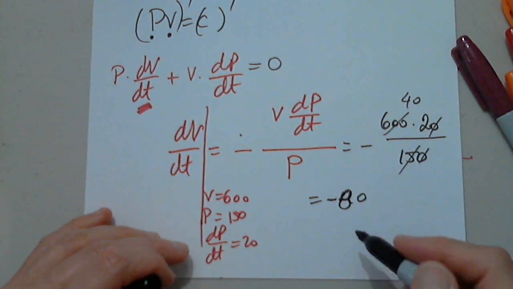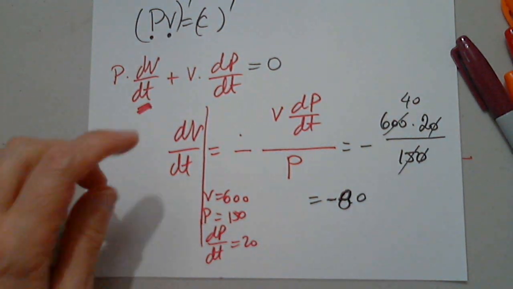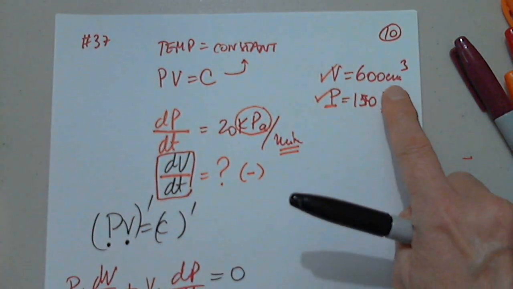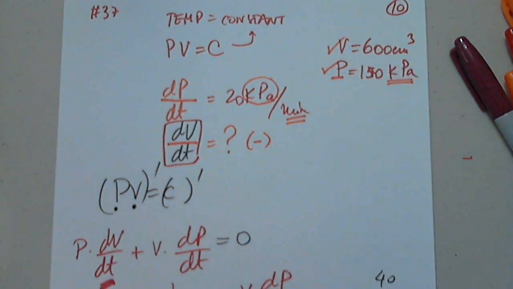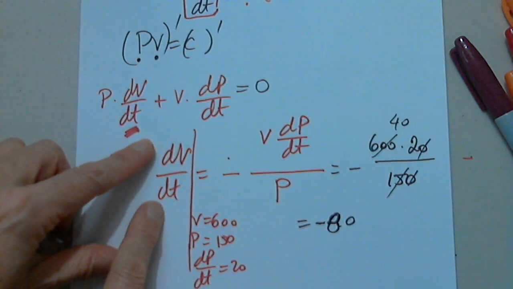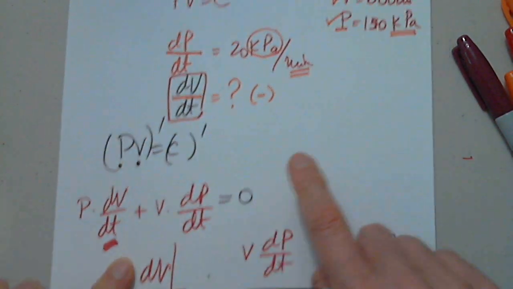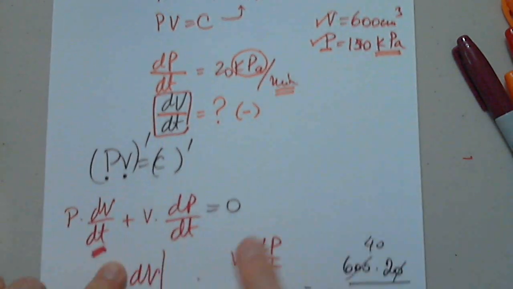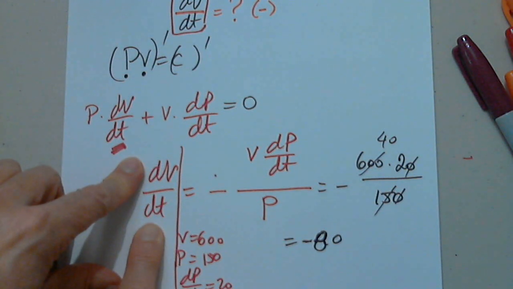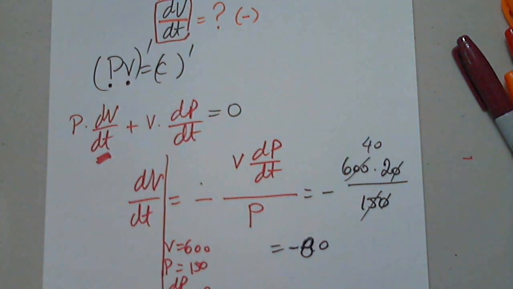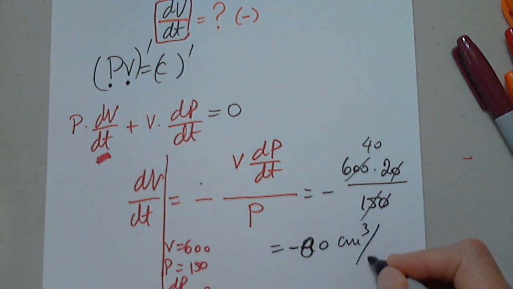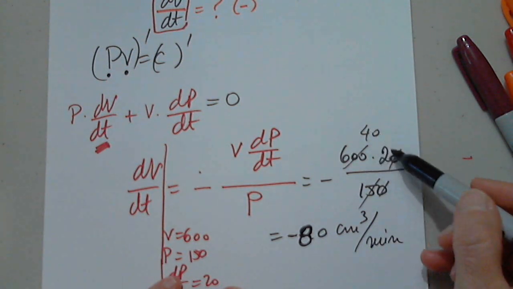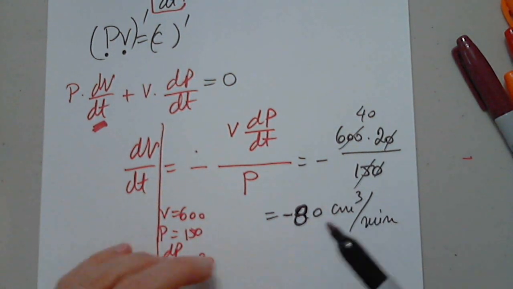40 times 8 times 2, negative 80. Measurement unit. Careful, we are talking about dV over dt. Centimeters cubed per minute. Yes, it has to have 2 measurement units. So 40 times 2 with minus in front. Negative 80 cubic centimeters per minute. Awesome.